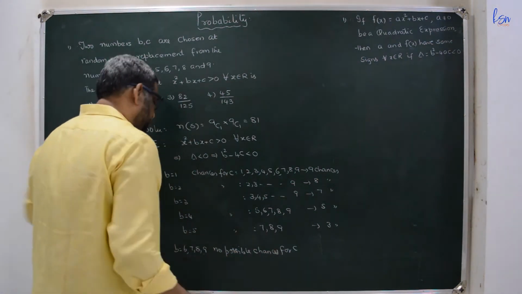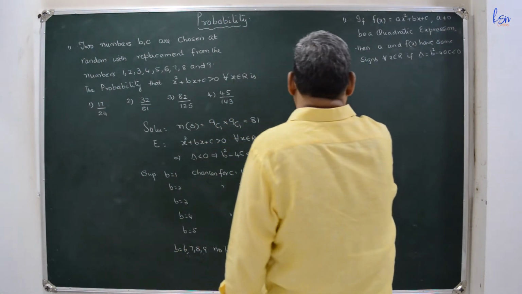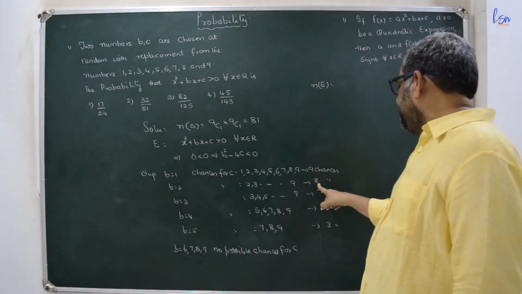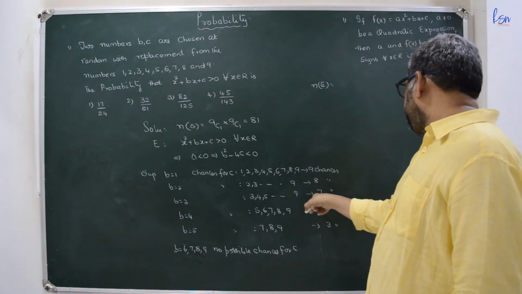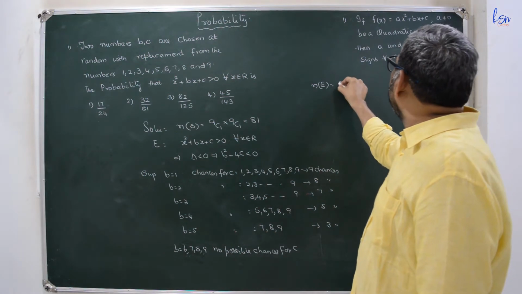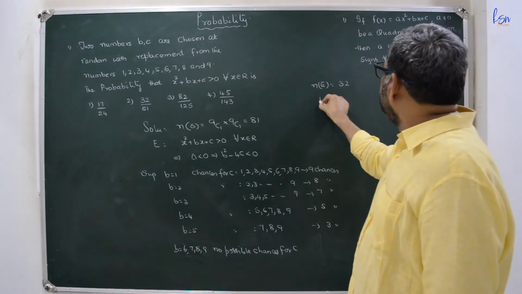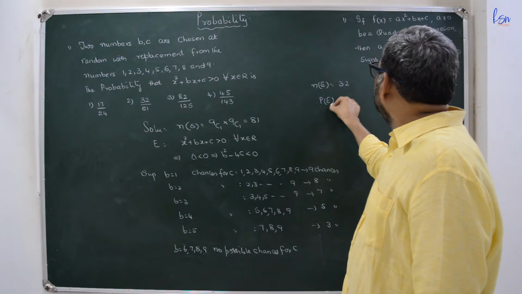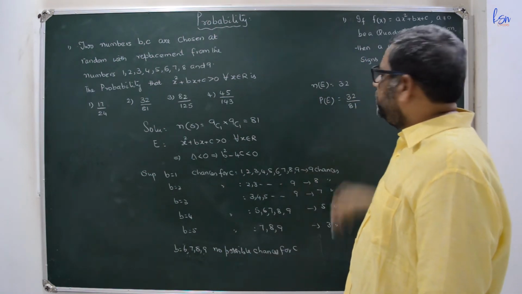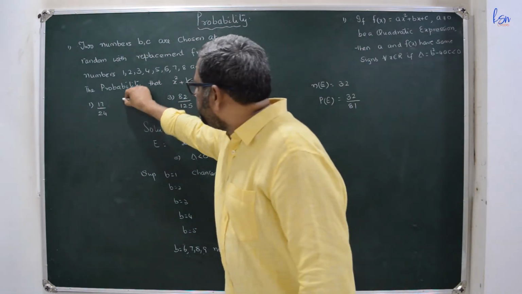And therefore, n(E) is equal to the sum of all these: 9 plus 8, 17, 17 plus 7, 24, 24 plus 5, 29, plus 3, 32. So these are the favorable chances. Probability P(E) is 32 by 81. So this is the probability. The second option is correct.